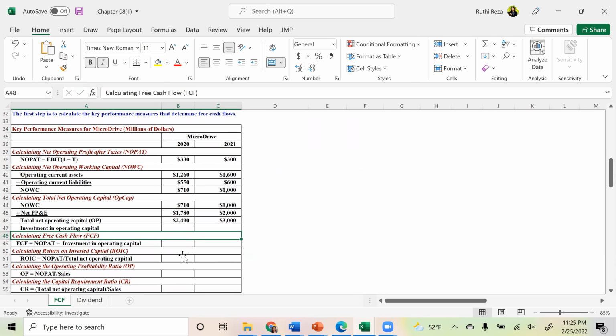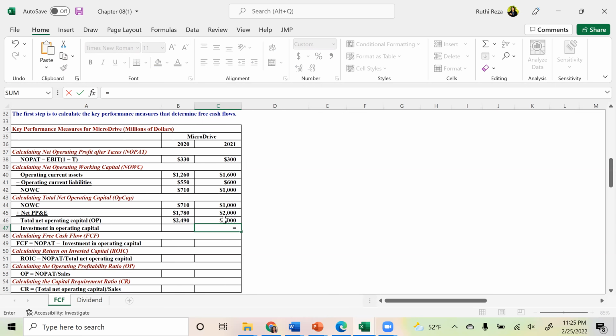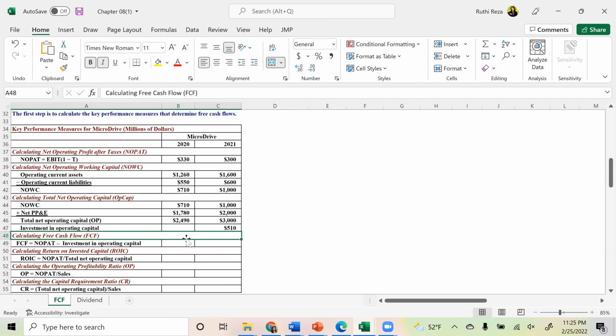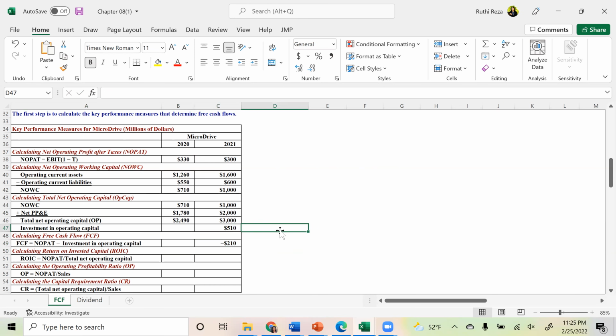Now, investment in operating capital equals the difference between total net operating capital in the year 2021 and the same account in the year 2020. Now, free cash flow to the firm is net operating profit after tax for the year 2021 minus investment in operating capital, which gives negative 210.